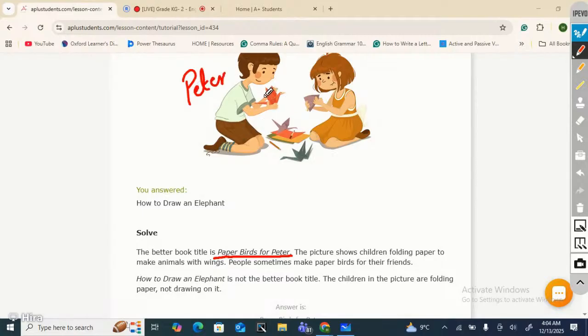So, Paper Birds for Peter. The picture shows children folding paper to make animals with wings. So people sometimes make paper birds for their friends. How to Draw an Elephant is not the better book title because if you look at the picture, we don't get this idea. The children in the picture are folding paper, not drawing on it. So, Paper Birds for Peter seems a more suitable option. So, yeah, this is the title.